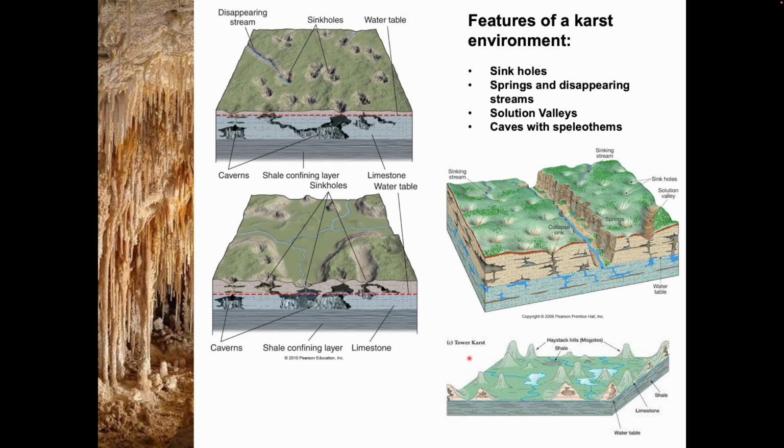Over further time, you end up with something called tower karst, where you have even more dissolution of rock, and those former mesas or areas between your sinkholes are left behind as tall promontories. We don't have very much of this in the US, but it is common in places like China.